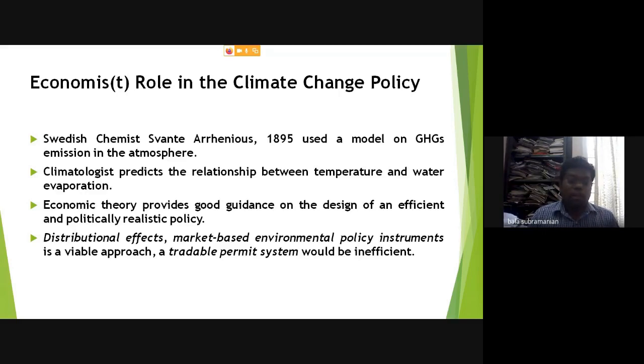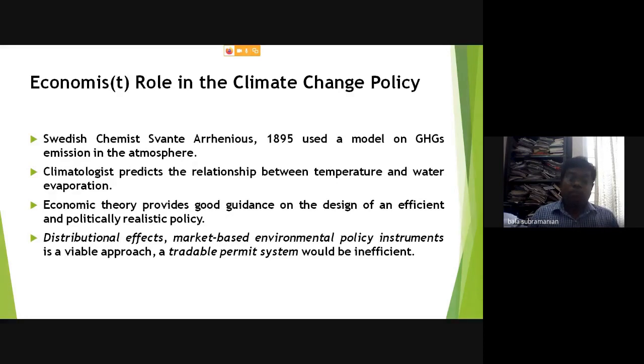The first thing I can say is that within the social science discipline, economics is a major discipline, because economists can design the policy, how to implement the policy, and what the policy issues are, especially economic theory designing very good policies in this context of climate change. I'm giving two or three important economic policies here in the first slide.